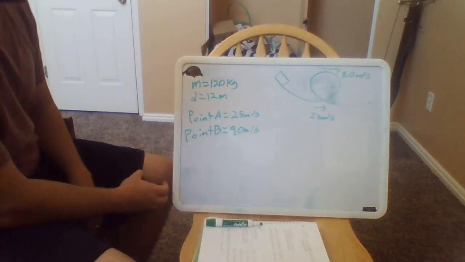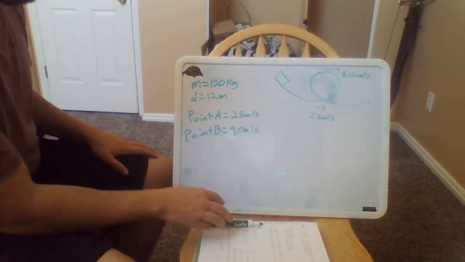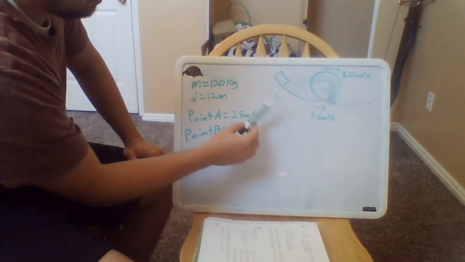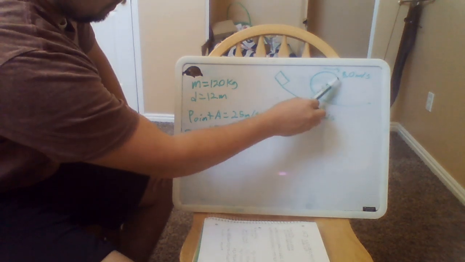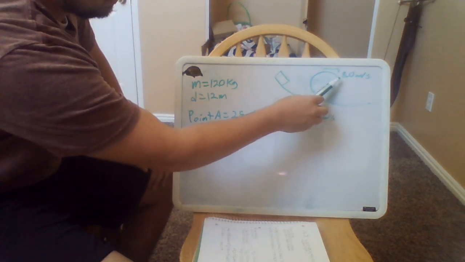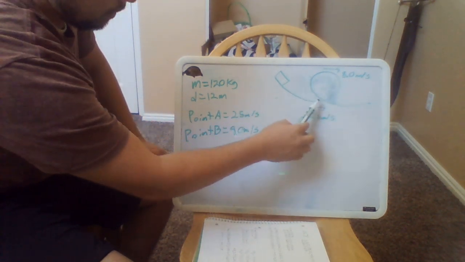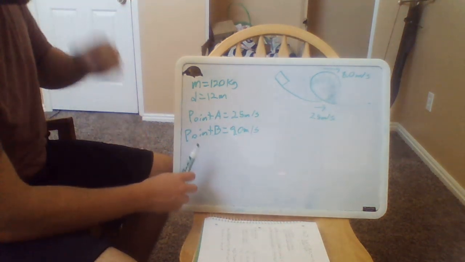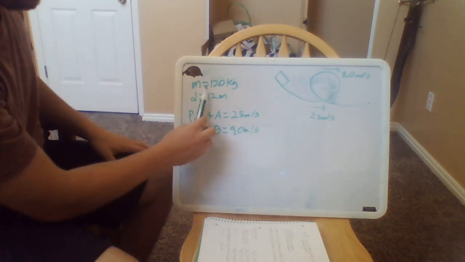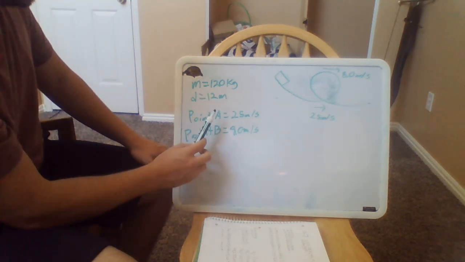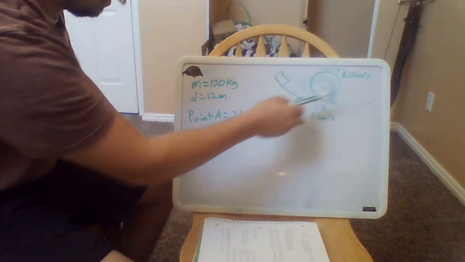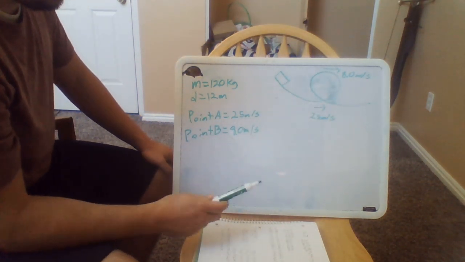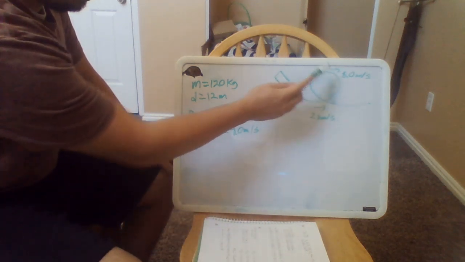Okay, this is problem 11 from chapter 7. We have this roller coaster, this cart's coming down. It says when it gets through this loop at the top, it's going 8 meters per second, and when it gets down to the bottom, it's going 25 meters per second. The cart is 120 kilograms, and this distance between the bottom and the top is 12 meters. It's wondering, what is the work done by friction from the bottom to the top?